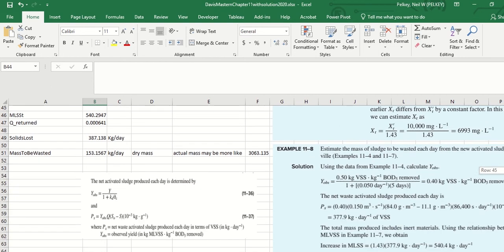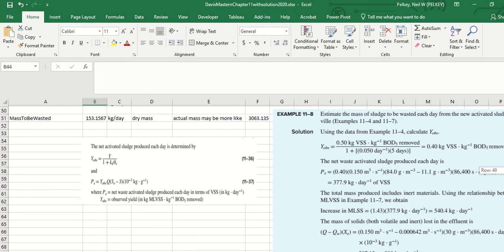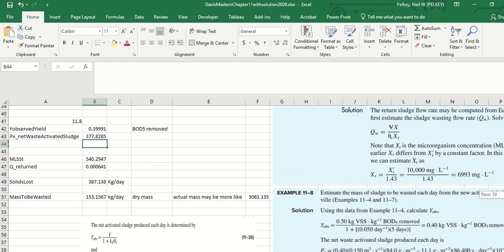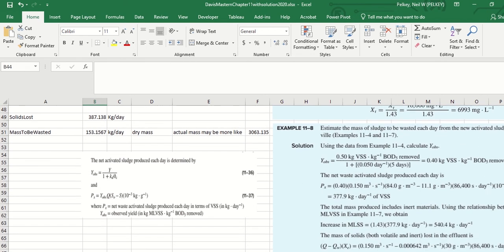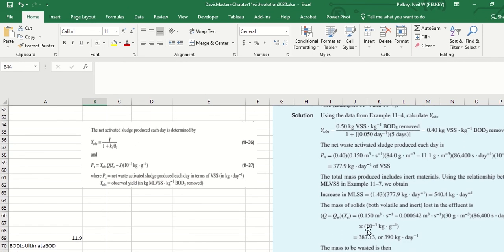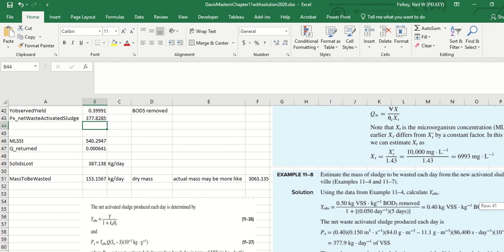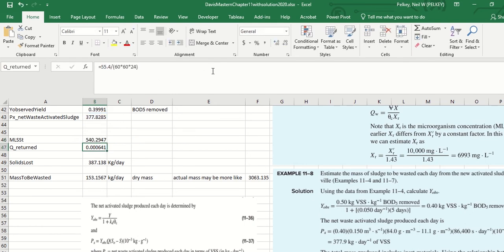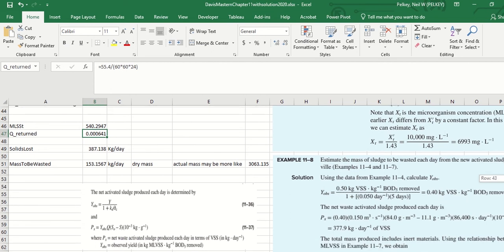That's a little bit out. We're here. And that gets us our VSS, right? And we're slightly different here, 377.9. Yeah, we're pretty close. Kilograms per day of VSS. And then the total mass that we produce includes the inert materials. And so we have to multiply that by our 1.43 to get our mixed liquor suspended solids total, which was our MLSS to MLVSS, and that gives our amount.